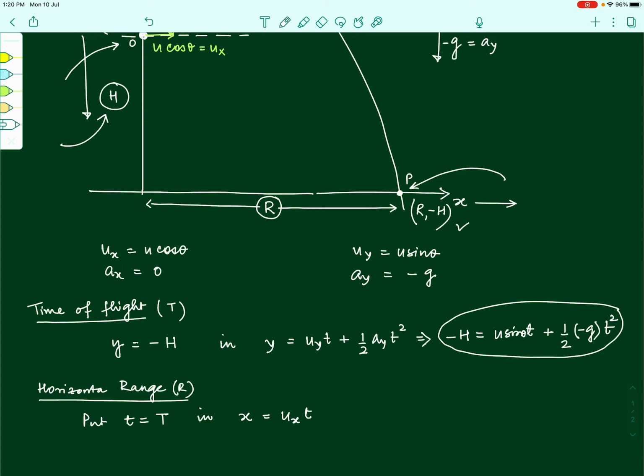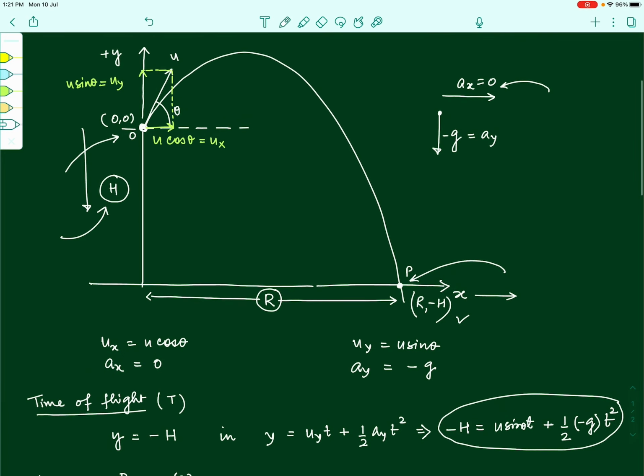The second equation of motion s is equal to ut plus half at squared along the x axis will be only ux into t, and then we can substitute the values. So, u cos theta into capital T, we need to substitute here to get the value of x, and the x directional displacement then will be nothing but R, the horizontal range, right. So, this is how we can find out the horizontal range also.